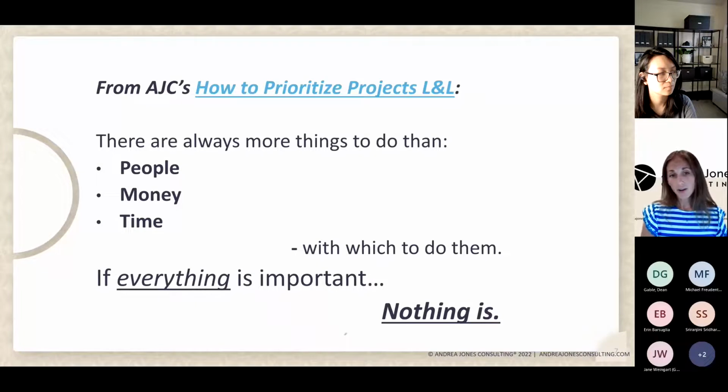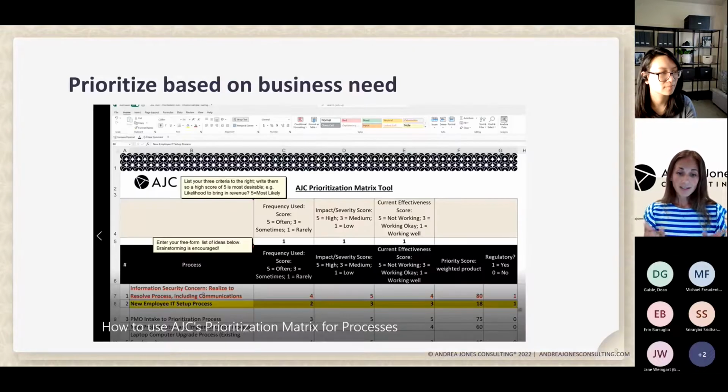And this slide is straight out of that lunch and learn we did before called How to Prioritize Projects. And I will link it when I send an email after this, but it is on our website. There's a lot more things to do than there's people, money, or time with which to do them. And of course, if everything is important, then really nothing is. So this image from that lunch and learn is our prioritization tool.